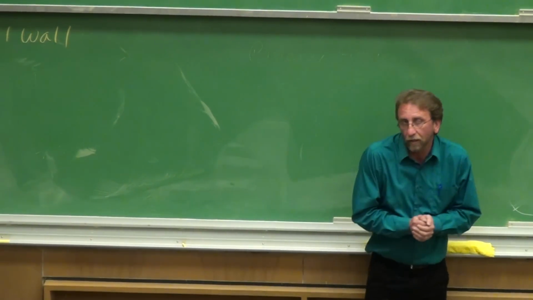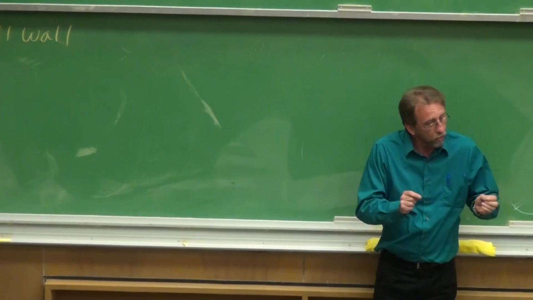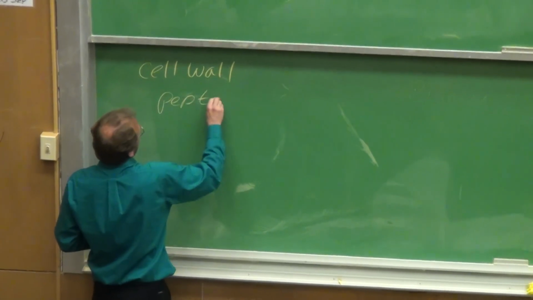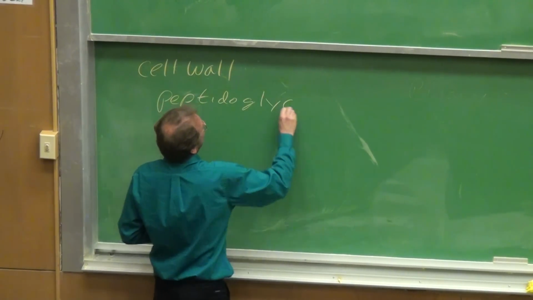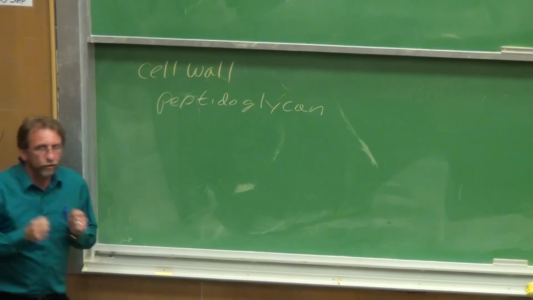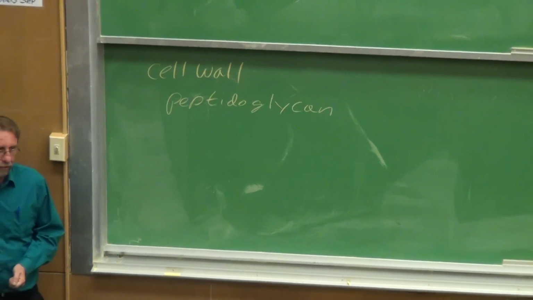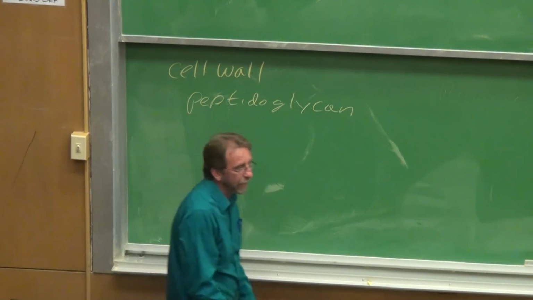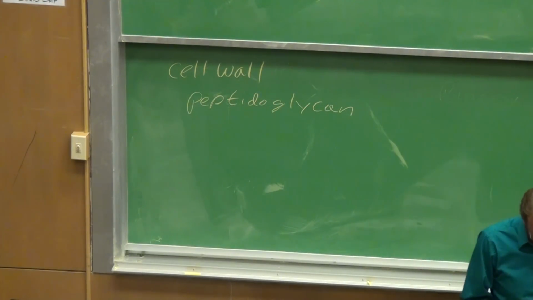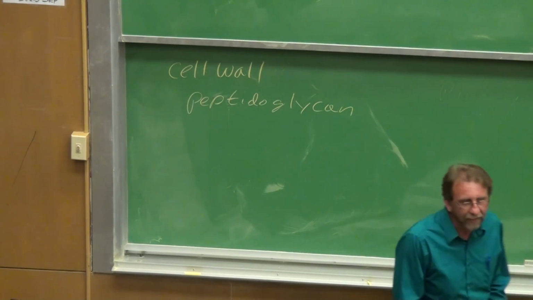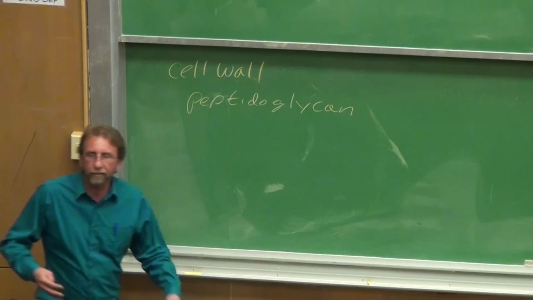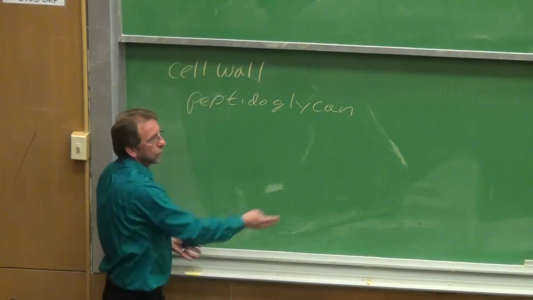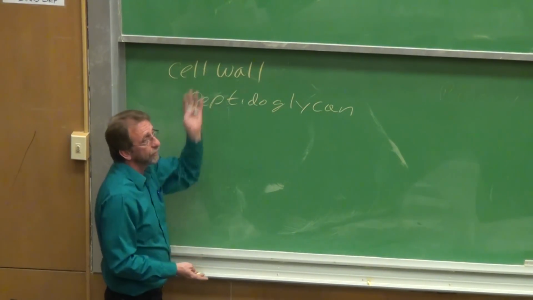And then when we look at the cell wall, we can see that the cell wall is composed of a molecule called peptidoglycan that is uniquely bacterial. No other organisms have this molecule, peptidoglycan. Only bacteria have peptidoglycan. And then, how it is arranged allows us to split bacteria into two fundamental groups based on the amount of peptidoglycan that they have in their cell wall.